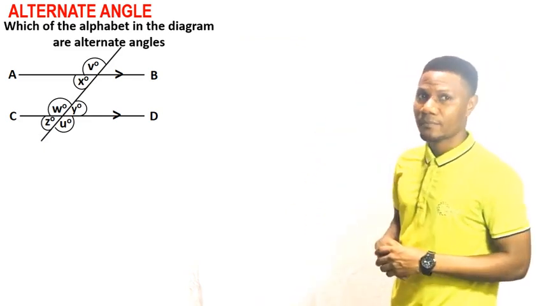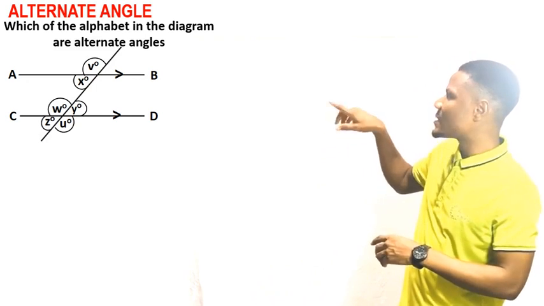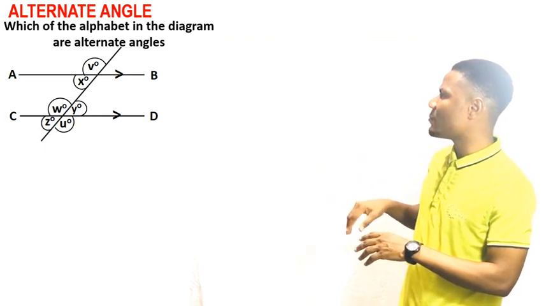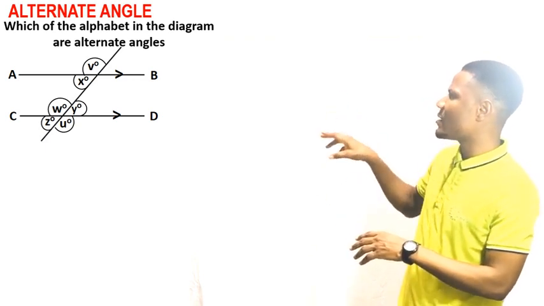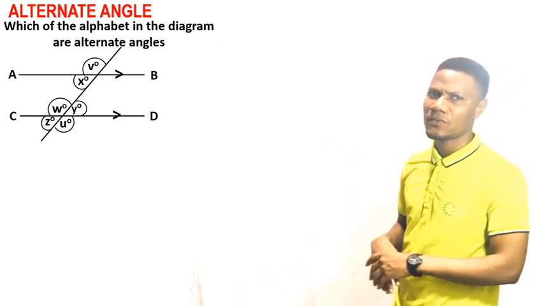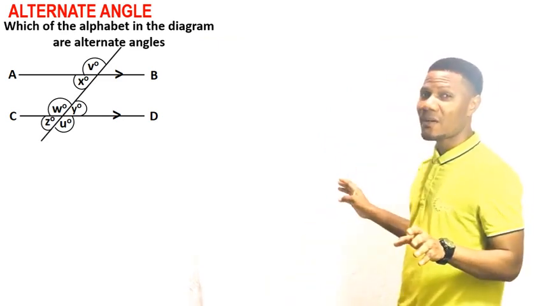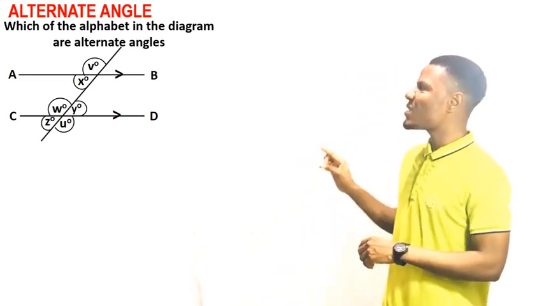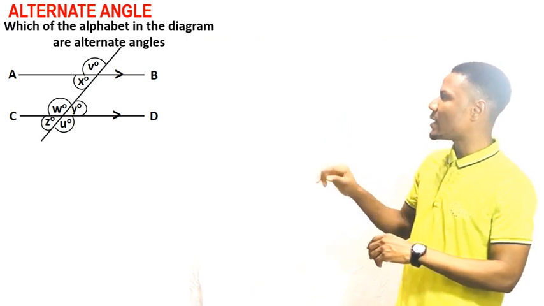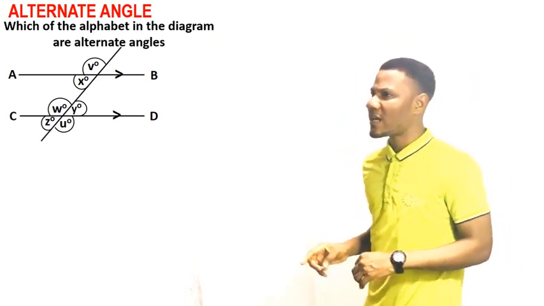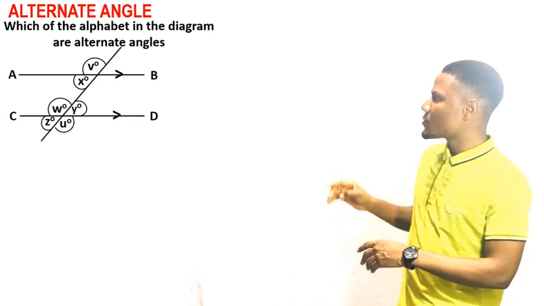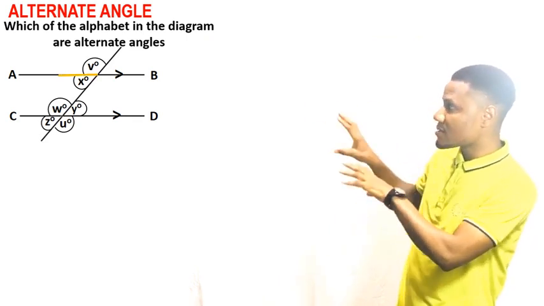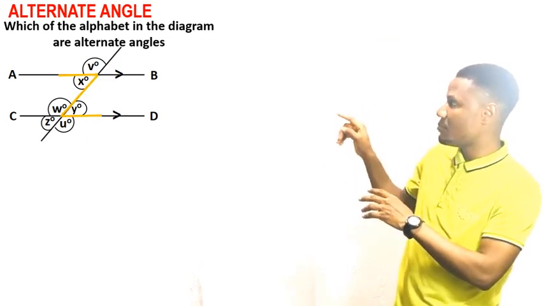This is a diagram. We have so many alphabets in this diagram. The question you ask yourself is, which of the alphabets in the diagram are alternate angles? You don't need to stress yourself. To identify alternate angle, all you just need to do is what? Just draw a Z on the parallel line. Don't forget that there's a transversal on the parallel line. So through the transversal and the parallel lines, you can easily draw a Z. Just like you're seeing it right now, you can see a Z being drawn.